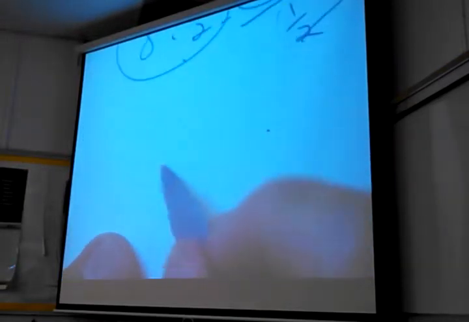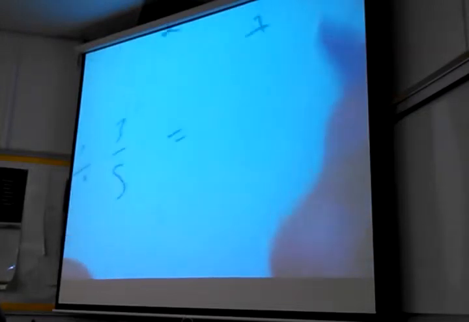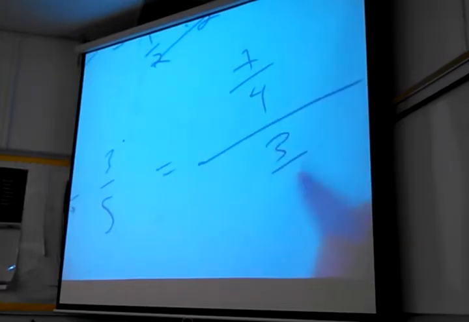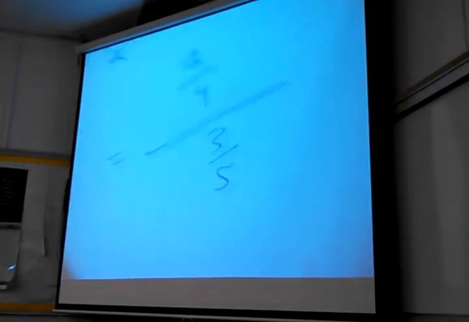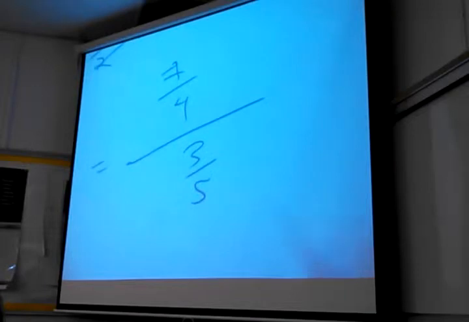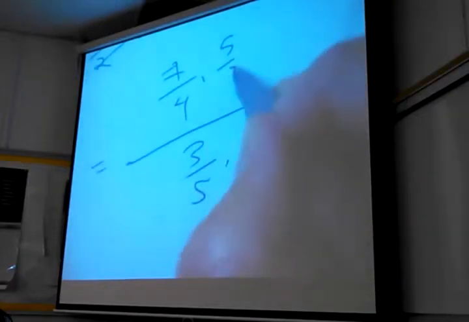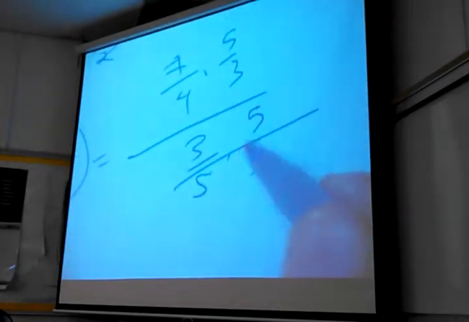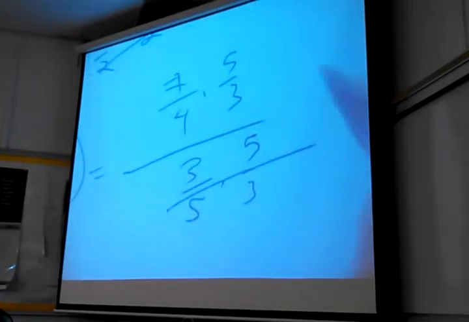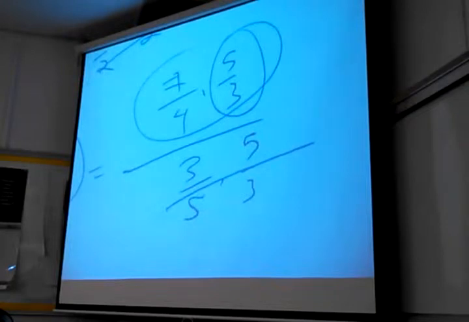So you can imagine, if I put anything down there, 7/4 divided by 3/5. Can you guys see that? Right? We love fractions inside of fractions. How do I make the bottom 1? I multiply by 5/3. That is why division of fractions is equal to multiplication by the reciprocal.